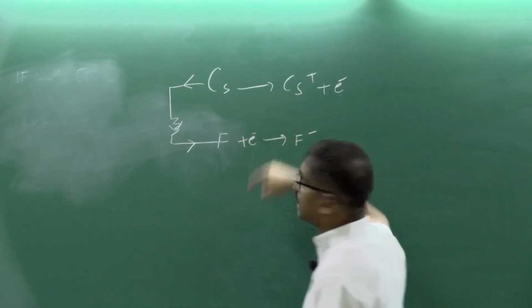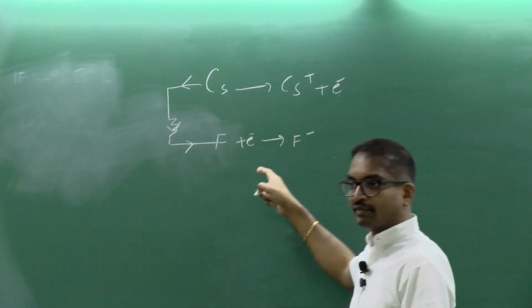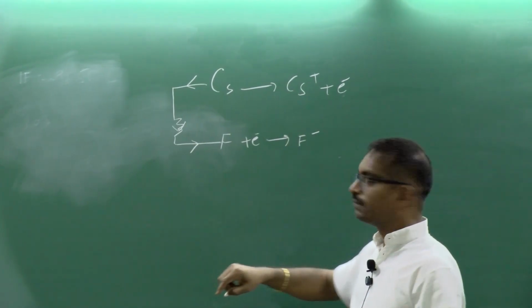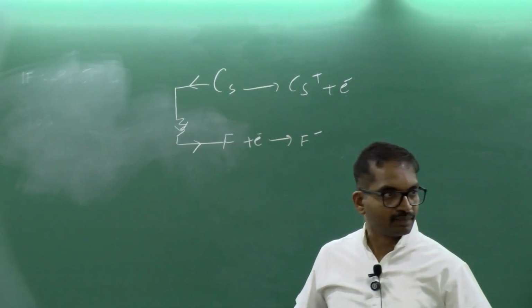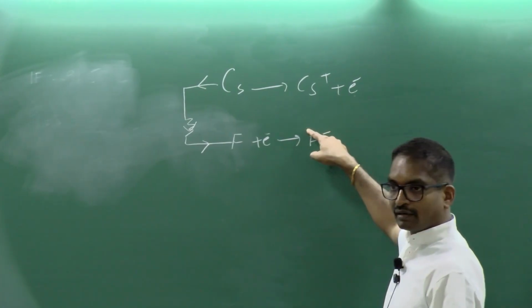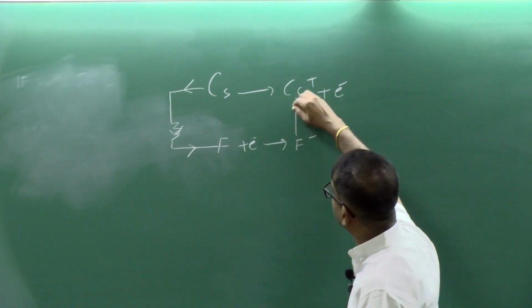But we have to complete the circuit. The circuit is now C-shape. I have to make it O-shape. How will you make the O-shape? Something from here should go there. Either cesium should come here to close the loop, or I should push this guy to go there.